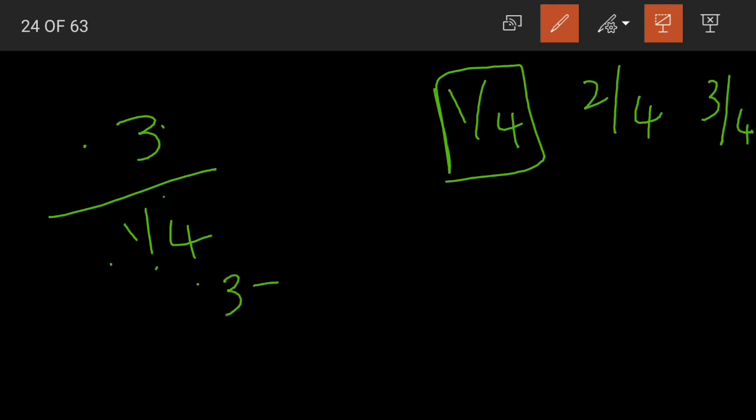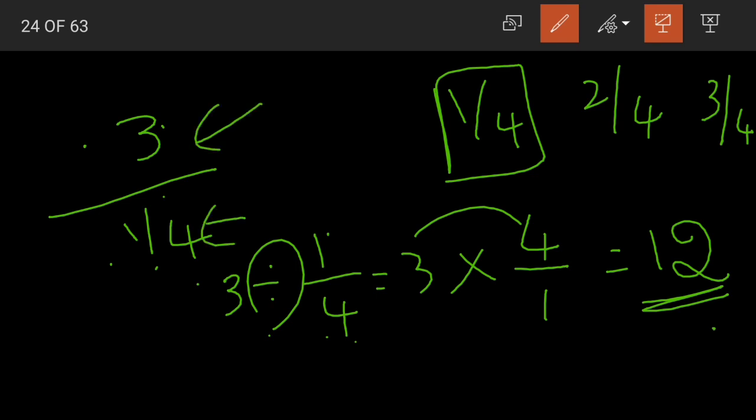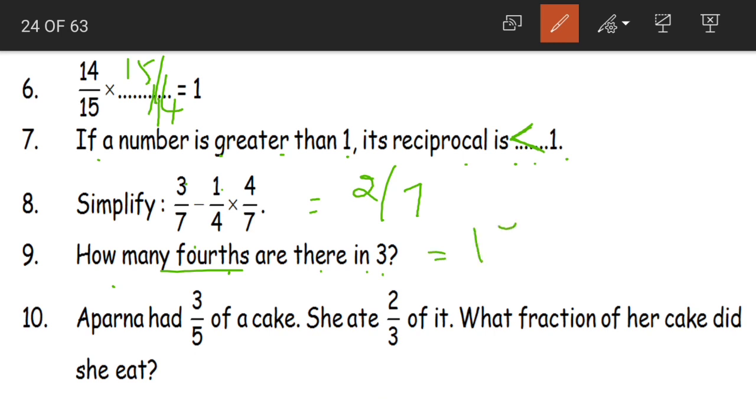Now this is 3 divided by 1 by 4. Here we have the division symbol, so we'll change it to multiplication, and the reciprocal of 1 by 4 becomes 4 by 1. 3 fourths are 12. So there are 12 fourths in 3. How many? 12 fourths in 3. So the answer becomes 12. There are 12 fourths in 3.